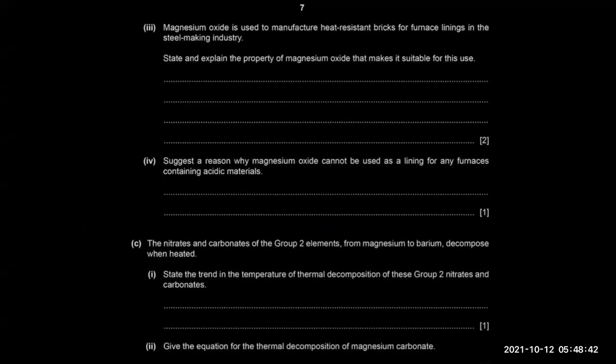Magnesium oxide is used to manufacture heat resistant bricks for furnace linings used in the steelmaking industry. State and explain the property of magnesium oxide that makes it suitable for this. So why is it suitable for furnace linings? What property? Look at the keyword, state and explain. So it has a very high melting point. And why does it have a high melting point?